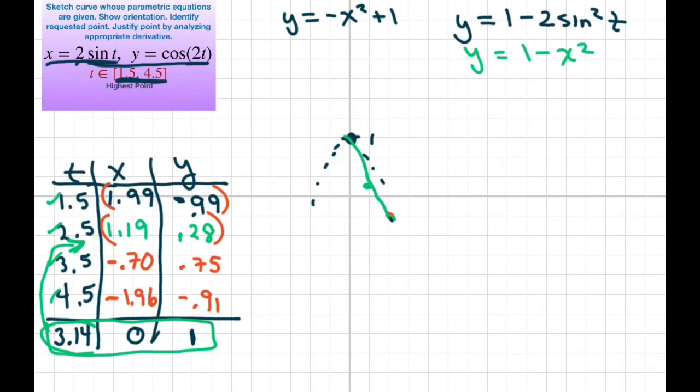And we're starting here, so your orientation is up this way. And then of course at 3.14 it's at 0.1. Now coming back down, at 3.5 we're at negative 0.70. So I just kind of make it symmetric to what we had before. It's supposed to be kind of curvy. Again, your orientation is going this way, so you keep going around like this.